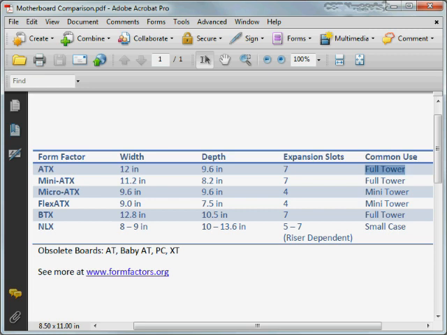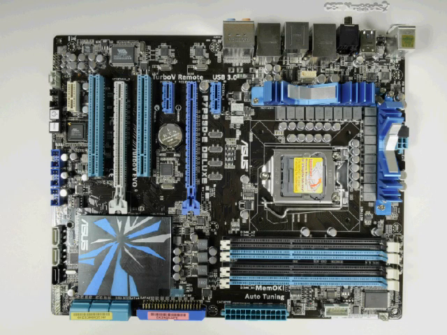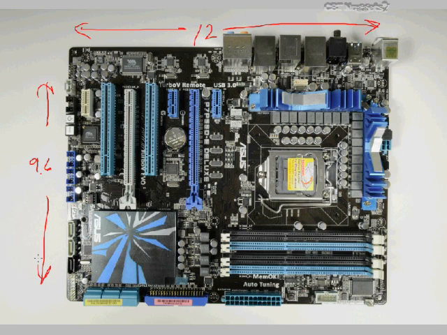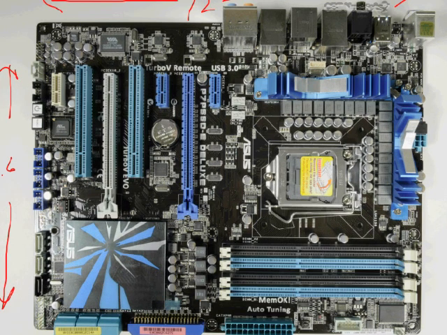So in fact, this is going to be an ATX motherboard right here, and as I was mentioning earlier, it's going to be 12 inches wide right here, and 9.6 inches deep, okay, this direction. So that's the dimensions of this, and like I said, it can accept up to 7 connectors. And in fact, in this case, we have 1, 2, 3, 4, I guess we have 7 right there.